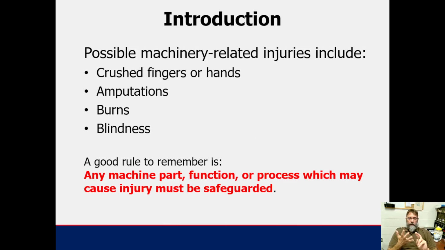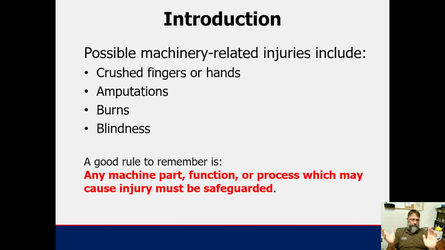Introduction. Machine injuries can happen in a wide variety of ways. And the possible injuries you see here on the list: crushed fingers, hands, amputations, burns, blindness. All of these can happen within an industrial environment. The name of the game is safety. So anything that we can do to make the operation safer is imperative.